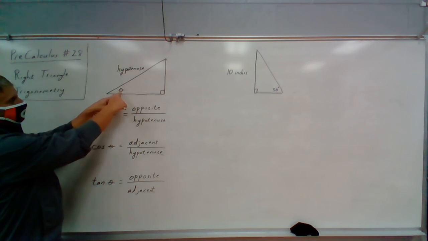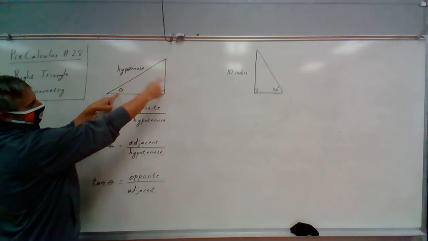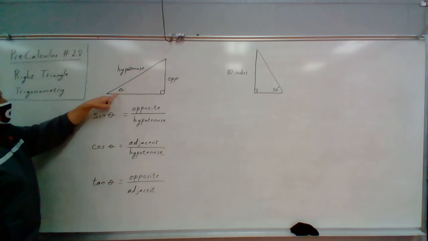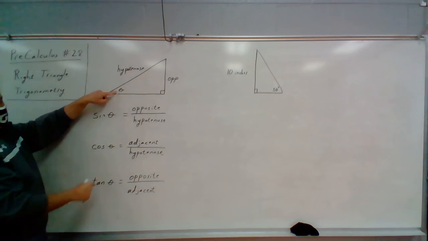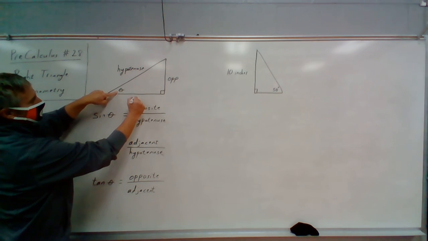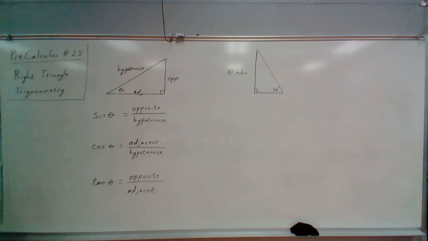So if I'm talking about this angle theta, the opposite side would be the side opposite that angle. So this would be the opposite side. If I'm talking about this angle, so relative to this angle theta, this would be the adjacent side. It's adjacent to the angle.